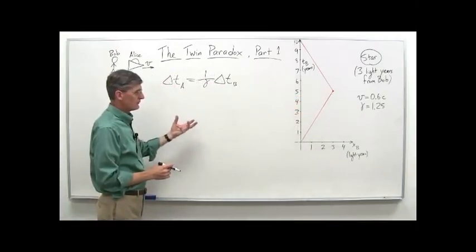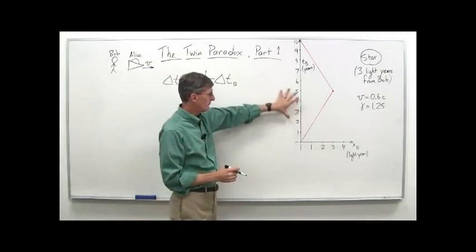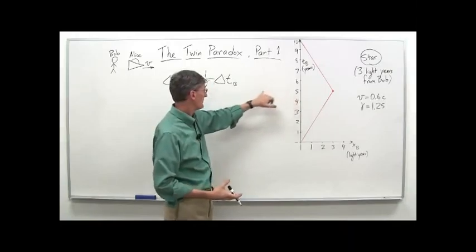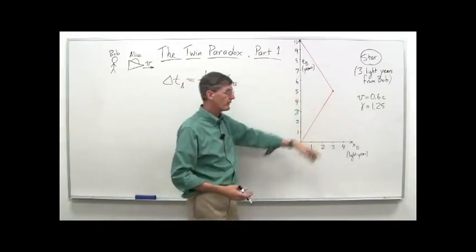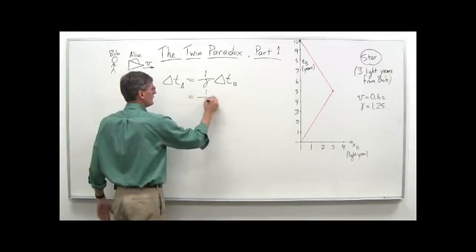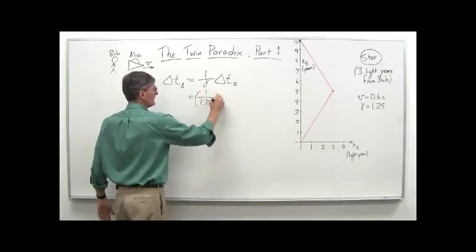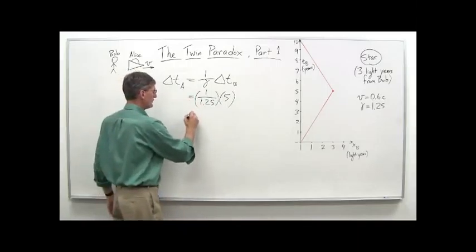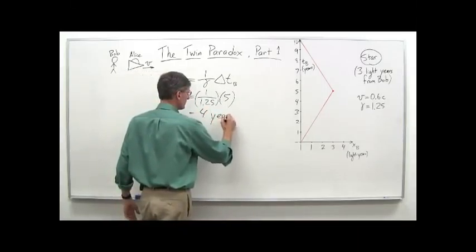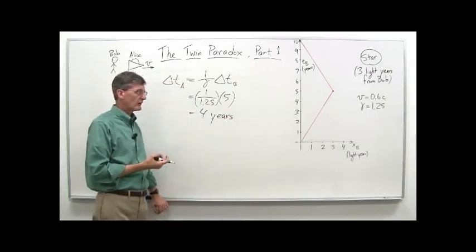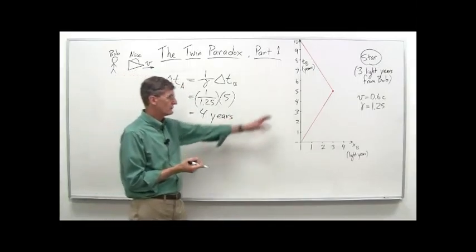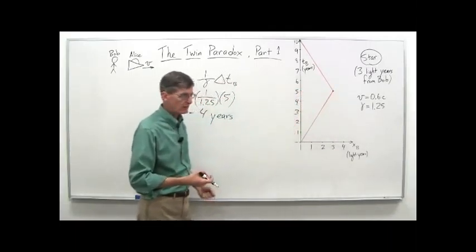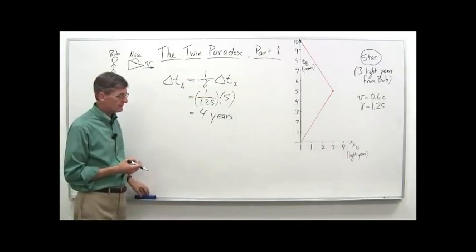And so if you do the math, which really isn't too difficult here, because Bob sees 5 years for Alice to get out there, well, this is going to be 1 over 1.25 times the 5 years Bob measures in his frame of reference for Alice to get there, and you get 4 years. So he sees Alice's clocks tick off 4 years. When she gets there, they take a picture. His lattice of clocks will read 5 years. Her clock at that point will read 4 years.